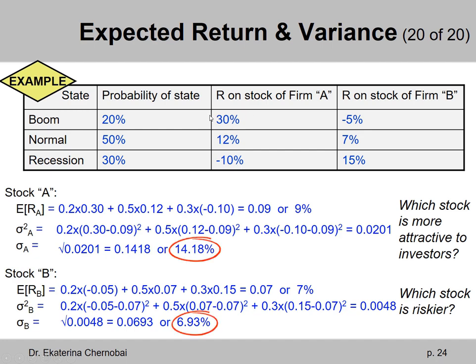The returns on stock A are kind of much wider apart. So the range goes between minus 10% and 30%. Whereas on stock B, the range is between minus 5% and only 15%. So the three returns on stock B are much closer together than the three returns on stock A. And mathematically, we can prove that by calculating the standard deviations and double checking that it is a smaller number for stock B than for stock A. And so overall, which stock would you buy?